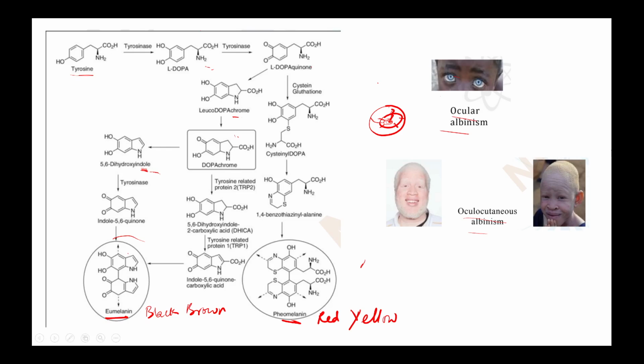Okay, so these are the cases where the melanin production is low, that is underproduction of melanin. In case of overproduction of melanin, we have cases like hyperpigmentation.